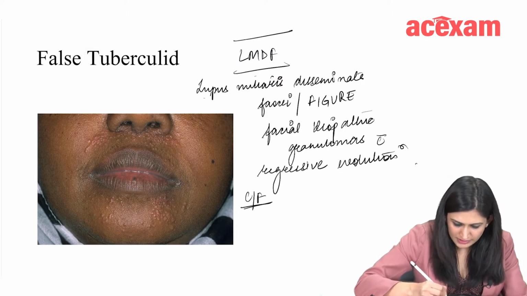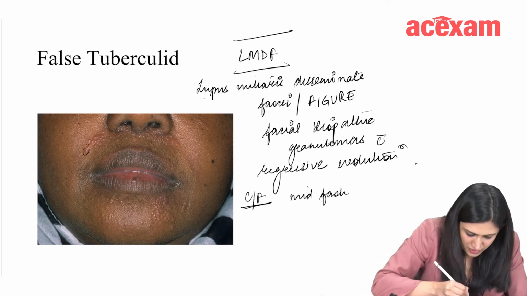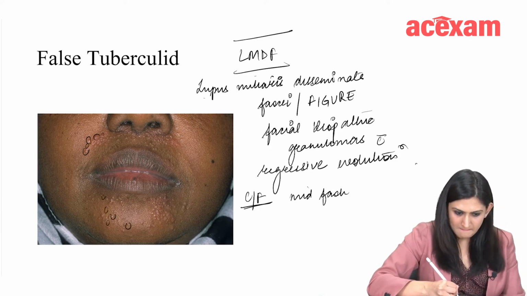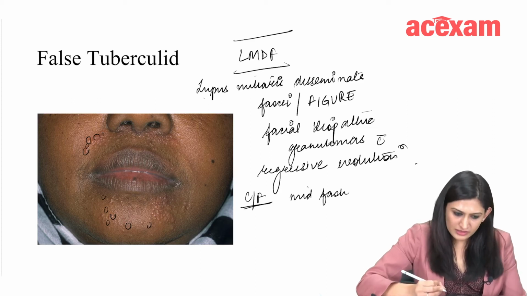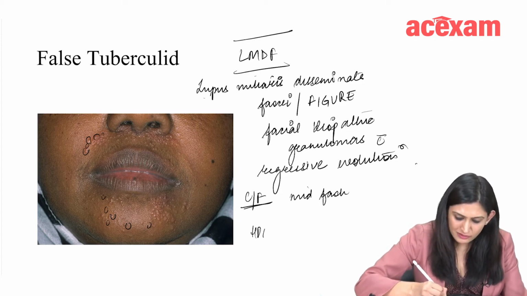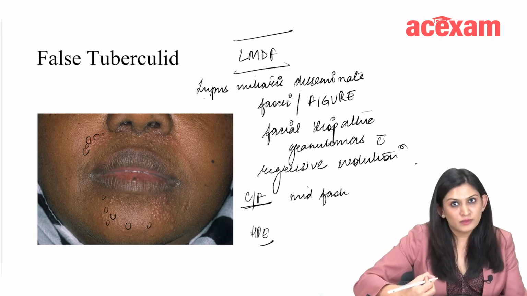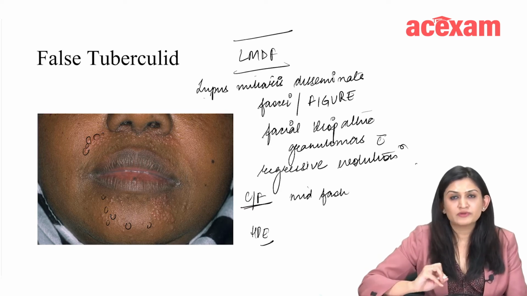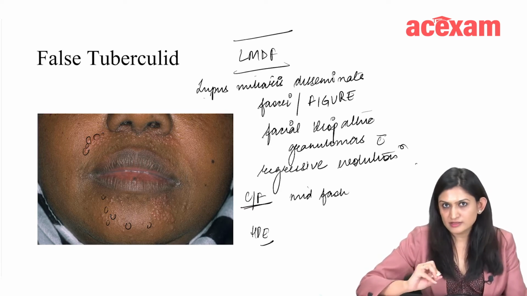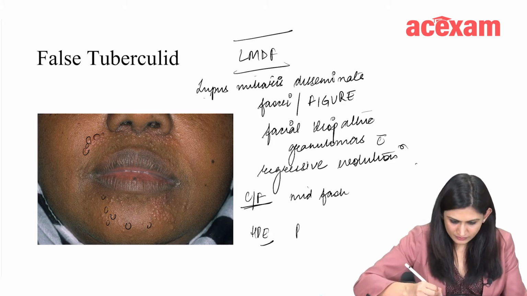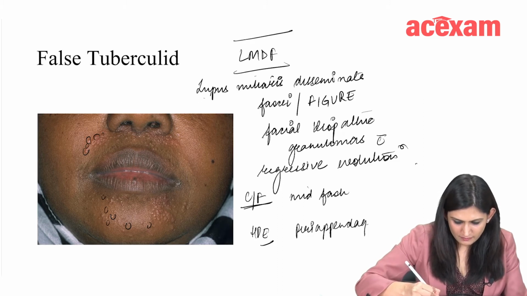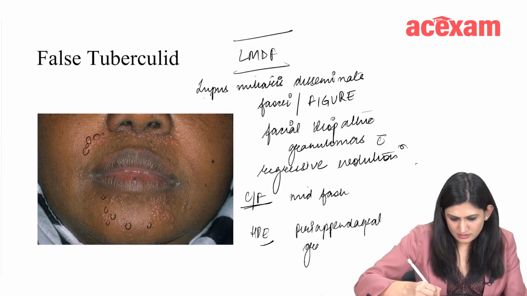These lesions are commonly present on your mid face. And what are the lesions like? These are small skin-colored lesions present over the mid-face. They can also be present around the eyes, and histopathologically they also show periappendageal granulomas, and that's why previously they were thought to be related to tuberculosis, but no longer. They are no longer considered a part of tuberculids.